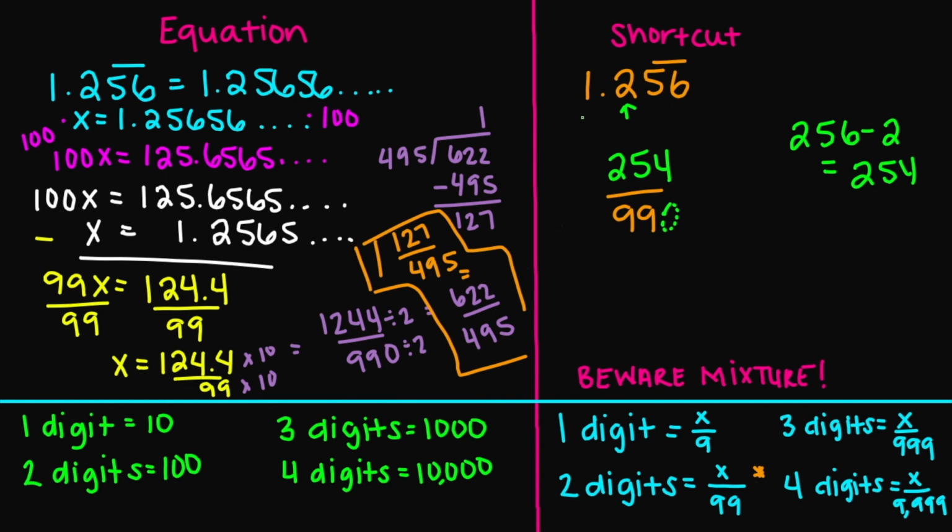And then you're going to bring this 1 down, which is what we have here. However, we can simplify this 254 because the number 2 goes into both the numerator and denominator. So my numerator, you're going to get 127, and then your denominator, you're going to get 495. And then don't forget to bring your 1 over because this is the whole number we have here. And this is your final answer.